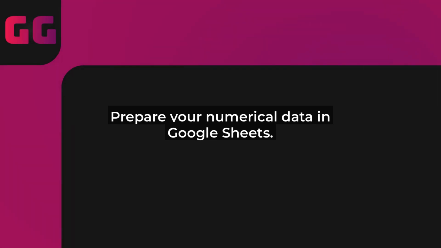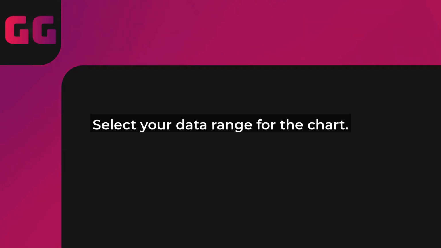First things first, open up Google Sheets and get your data ready. You'll need a column of numerical data. Think test scores, heights, or sales figures. For example, let's say you have a list of exam results in column A. Make sure your data is clean and organized. No blanks or text mixed in, as that could throw things off.